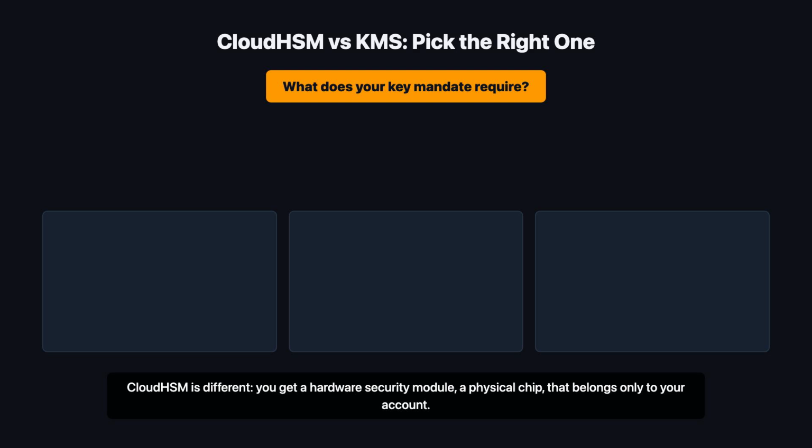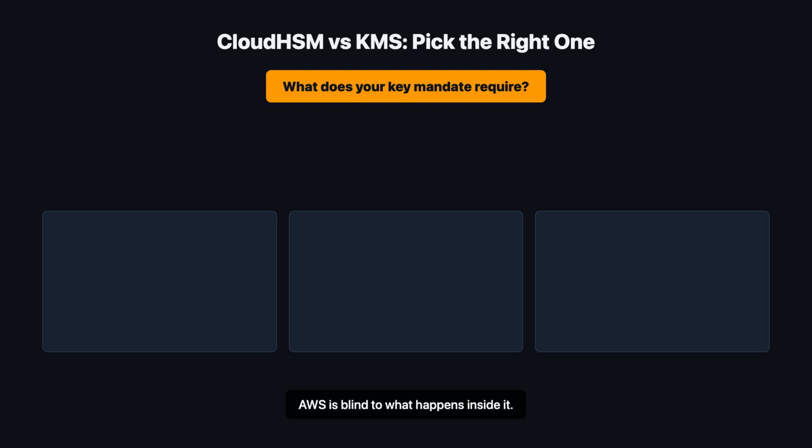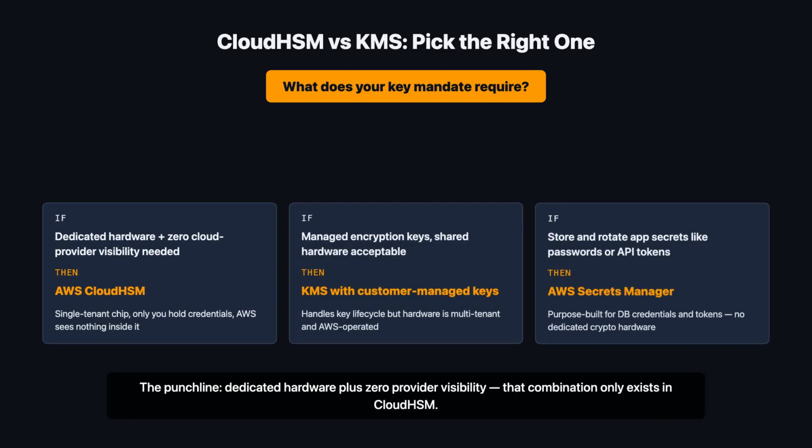You get a hardware security module, a physical chip, that belongs only to your account. AWS is blind to what happens inside it. Secrets Manager is for passwords and API tokens, not cryptographic hardware. The punchline: dedicated hardware plus zero provider visibility. That combination only exists in CloudHSM.